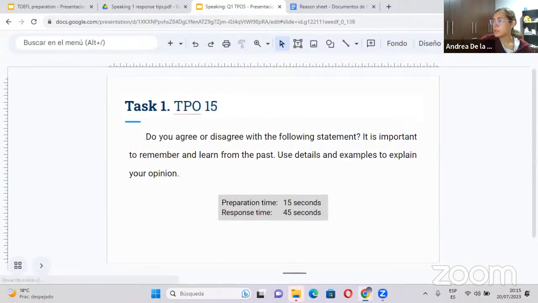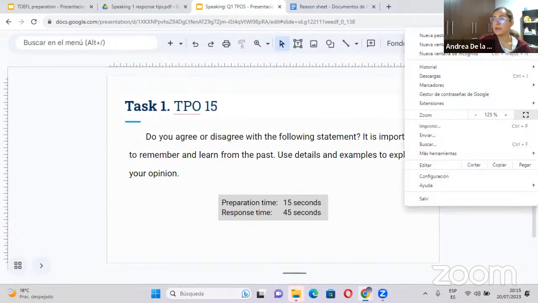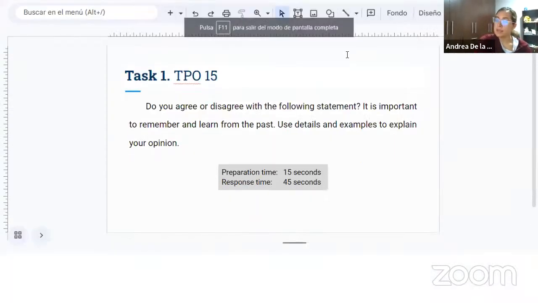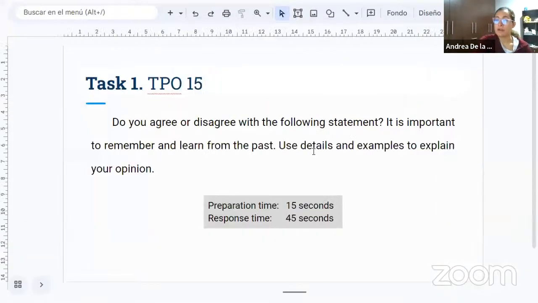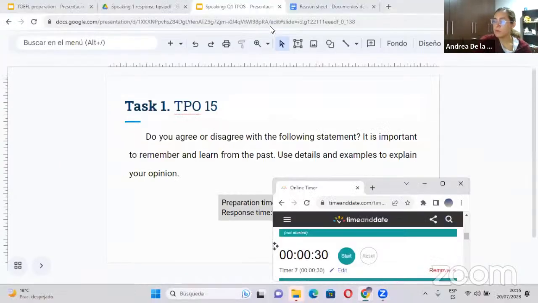Okay. So in that case, let's start practicing. You guys are going to be answering different questions. Let's start with the first one. It says, do you agree or disagree with the following statement? It is important to remember and learn from the past. Use details and examples to explain your opinion. Now you guys will have 15 seconds to prepare your responses.